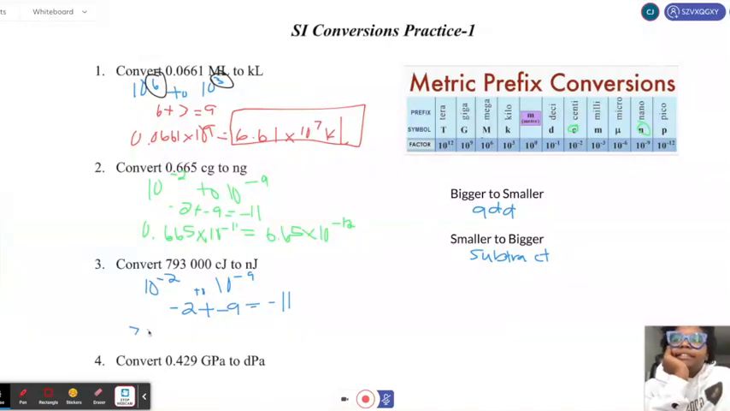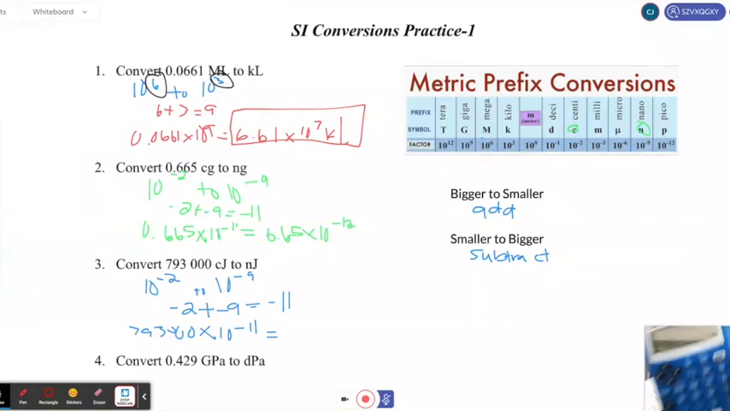This time it's going to be 793,000 times 10 to the -11. When we put that in our calculators, 793,000, second x to the -1, -11. I used my EE button this time, guys. That is going to give me the answer of 7.93 times 10 to the -6. I know it was backwards for you. It's okay. 7.93 times 10 to the -6.